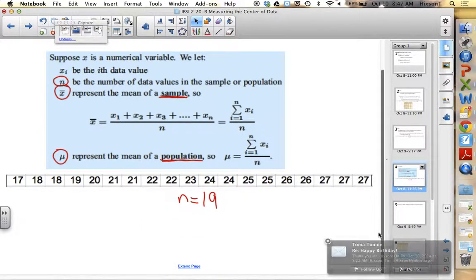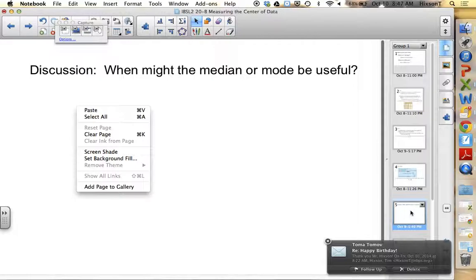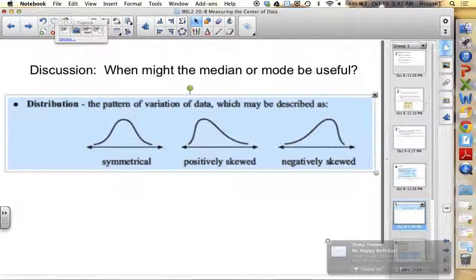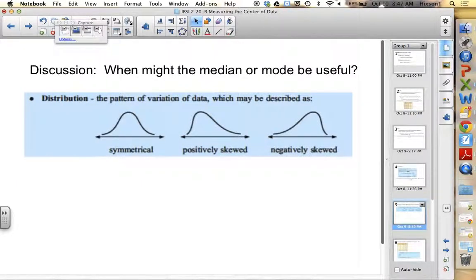So when we're looking at data that's skewed, this would be our mode. Okay? But our mean might be here. Okay?